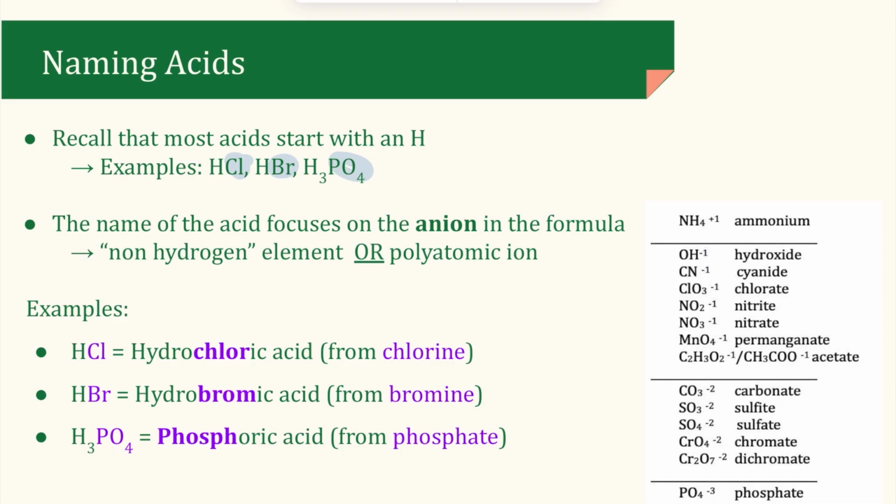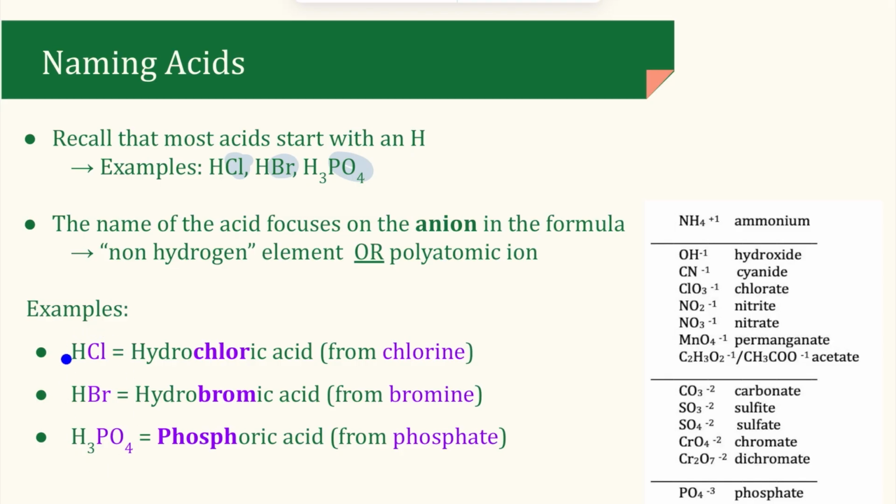And as a reminder, here are the polyatomics that we use most often in this class, so these are the ones we need to know. The only one of these we wouldn't see in an acid is ammonium, because hydrogen is a positive 1 charge, so it wouldn't go with that positive ammonium polyatomic.